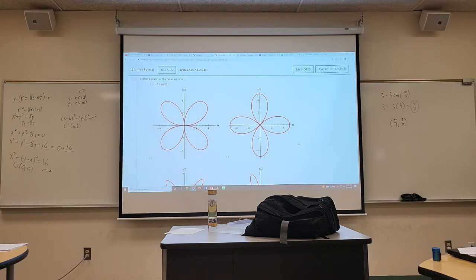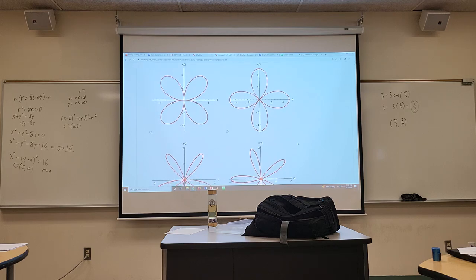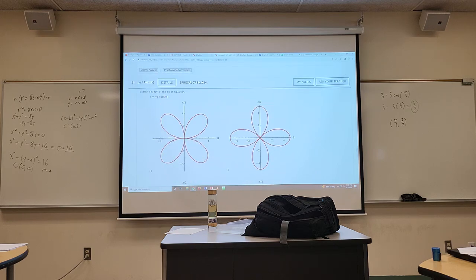Yeah. All right. So, of course, this one is a 4-petal rose. It's one of these, top row. If you want to know which, plug in a 0, see what happens. If you end up on the pole, of course, that's useless. But if I plug in a 0 in this case, I'll get an r value of -5. So it's got to be this one.